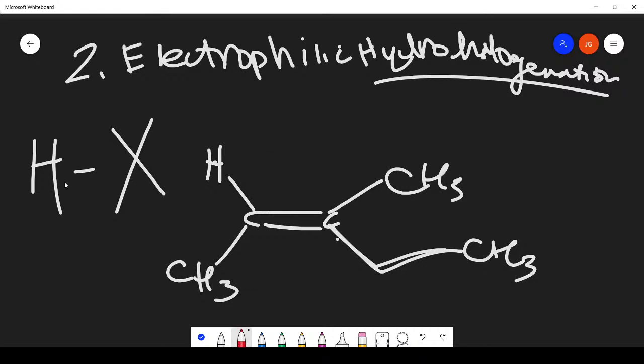Okay, so we know we're going to add H and X across the alkene. In the previous cases, we saw symmetrical cases, so it doesn't really matter which side you add the H and H to. But in this case, is the halogen, we can do the halogen in green, going to go to this carbon or this carbon?